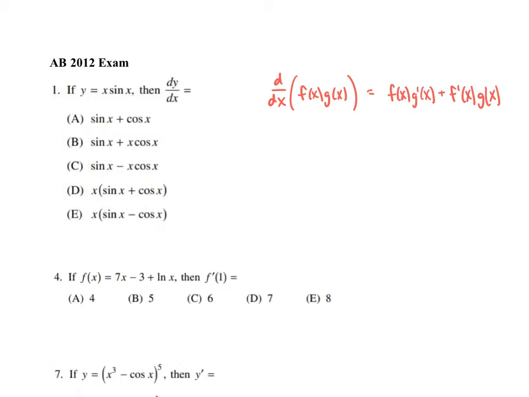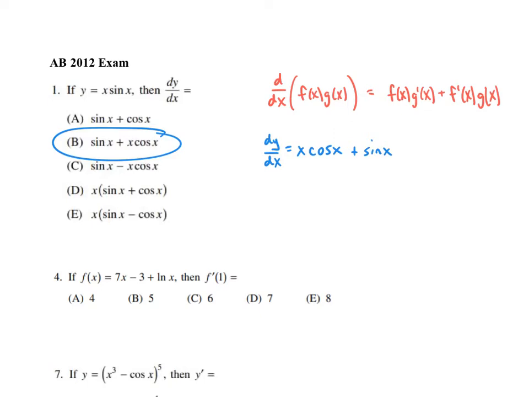In this case, what we have is the function x and the function sine of x. And so when we take our derivative, we have dy dx equal to x multiplied by the derivative of sine, which is cosine, plus the derivative of x, which is 1, multiplied by the second function, which is sine of x. And it's a pretty quick answer. We get B. All right, we're going to skip 4.